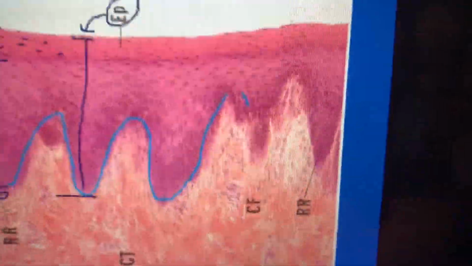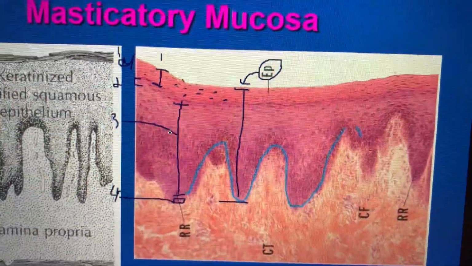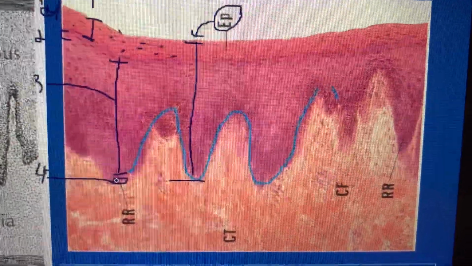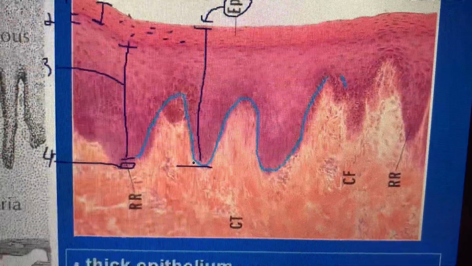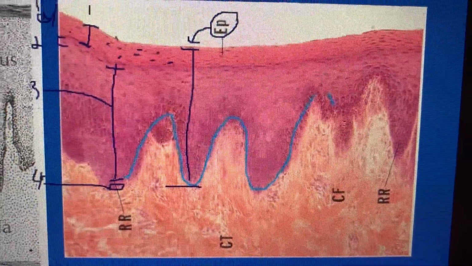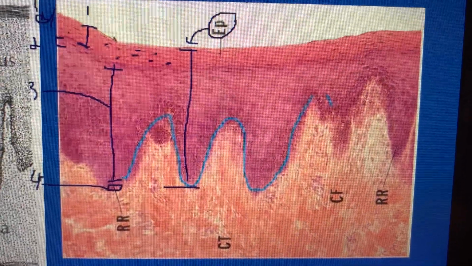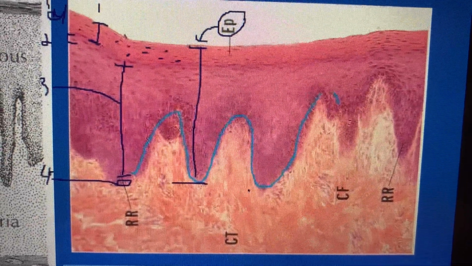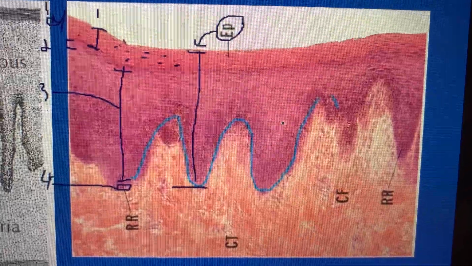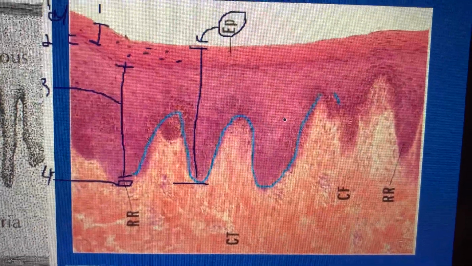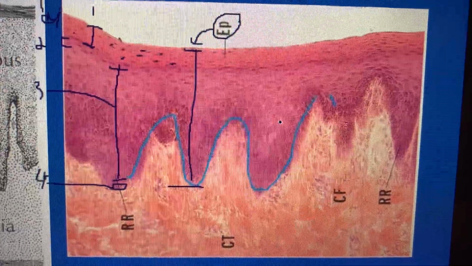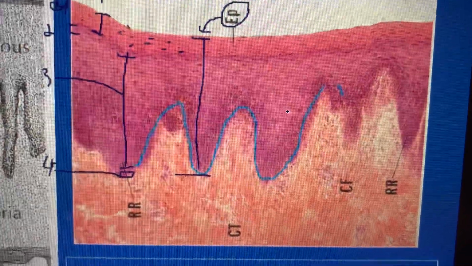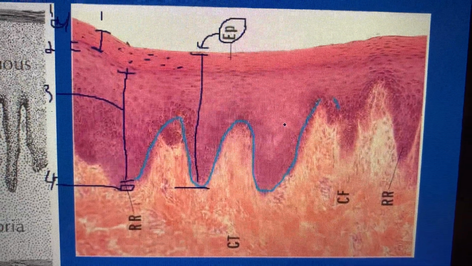And then Elio, what's this number 3 pointing to? The spinous layer. And the lower layer next to the basement membrane? The basal layer. Basal layer, good. So ortho and para have the same layers present in them. We've got these really long rete pegs and connective tissue papillae. So in masticatory mucosa, we're always going to see keratinized stratified squamous epithelium, but it can be either type.